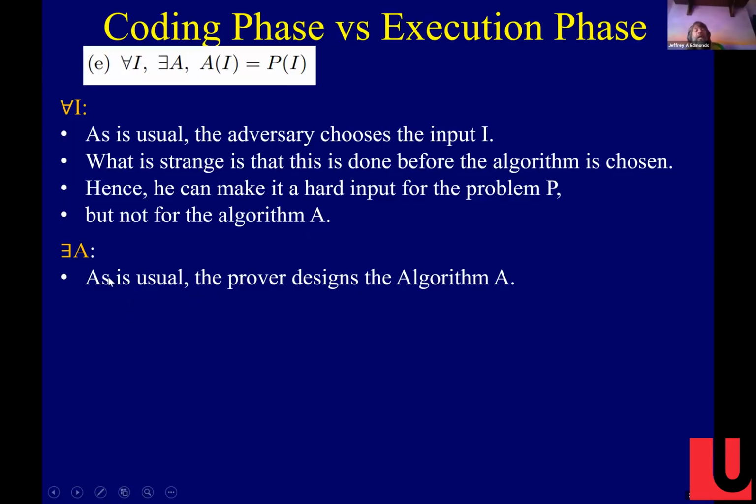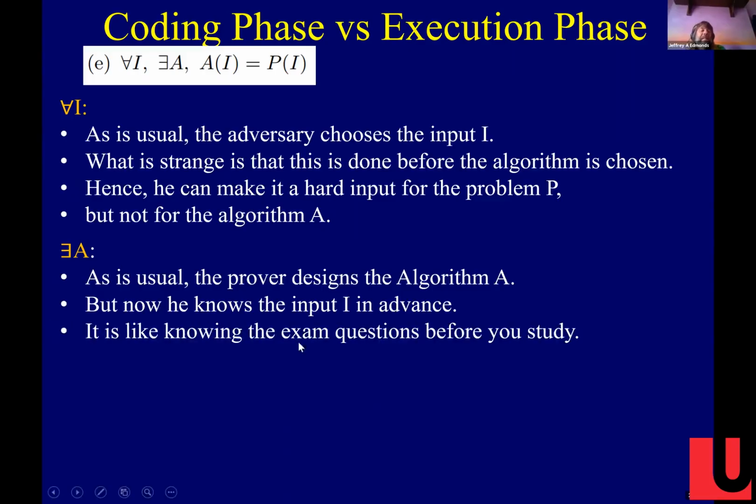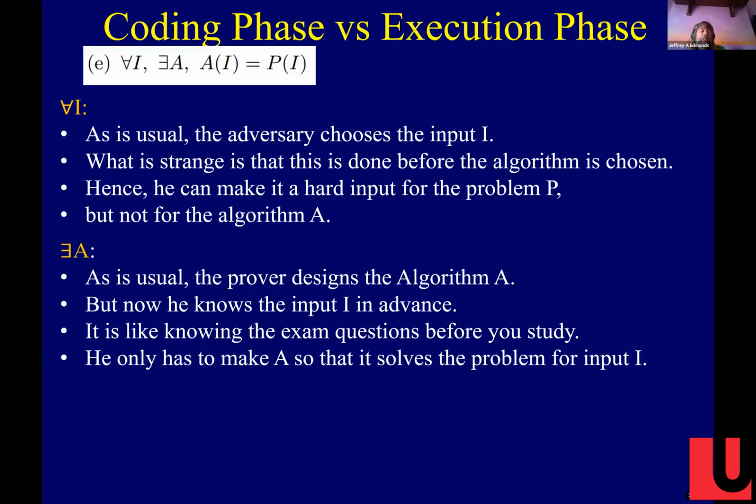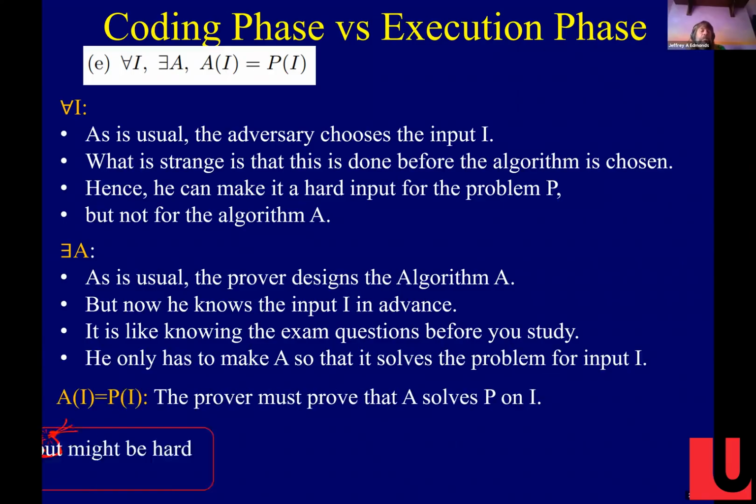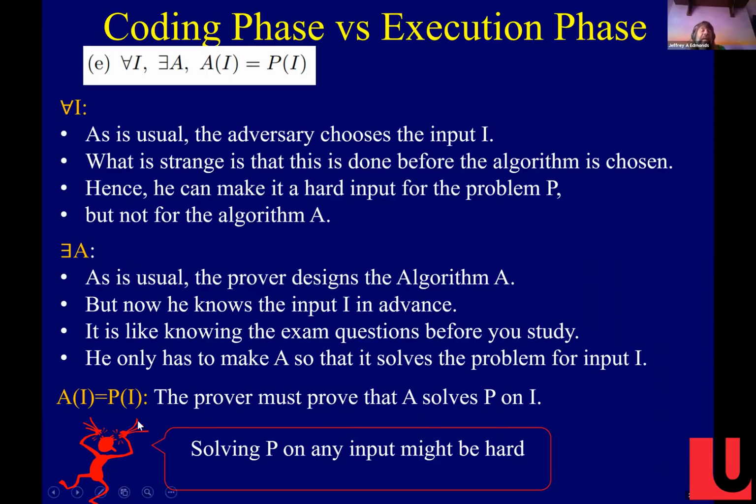And so then knowing the input, the prover designs the algorithm and he knows the input I in advance. So he only needs to make the algorithm work for this particular input, right? It's like knowing the exam question before you study, right? You don't have to study everything. You don't have to make it work for all inputs, all questions. You just have to get your algorithm to work for this particular input, right? All right, so that's the game.